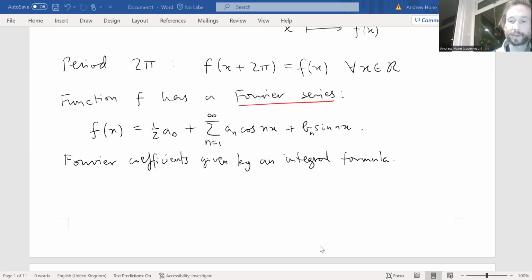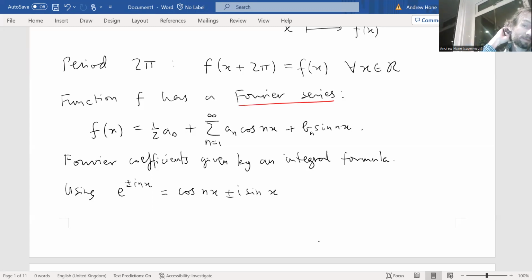So using the fact that you can write cos and sine in terms of complex exponentials. So I've written e to the i n x in terms of cos n x and sine n x, or you can also write cos n x in terms of e to the i n x and e to the minus i n x. And similarly for sine n x. I guess if I want to be really careful, I should put brackets around the arguments here if you want to be really precise.